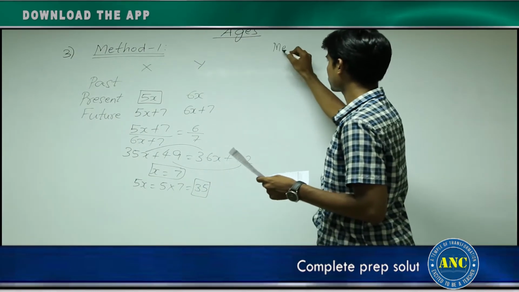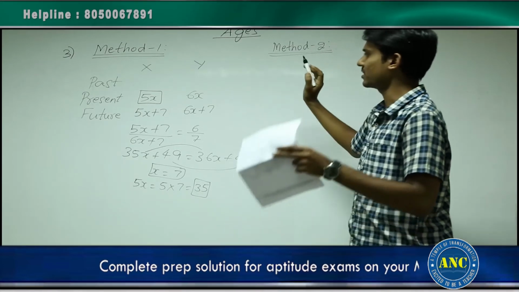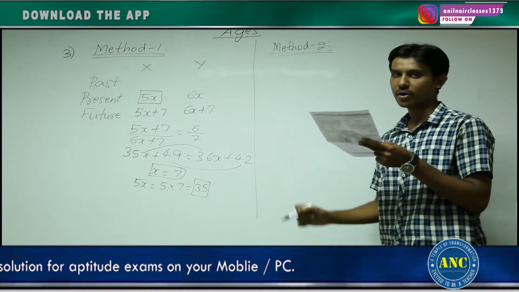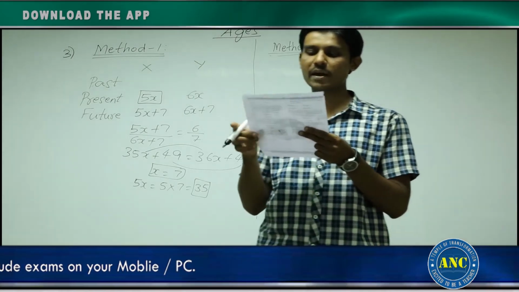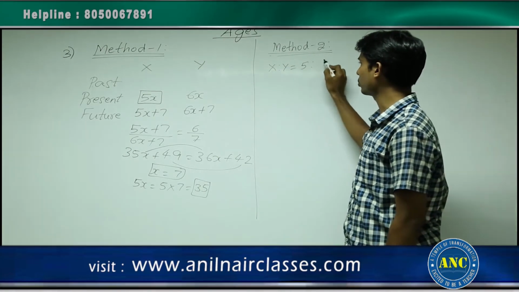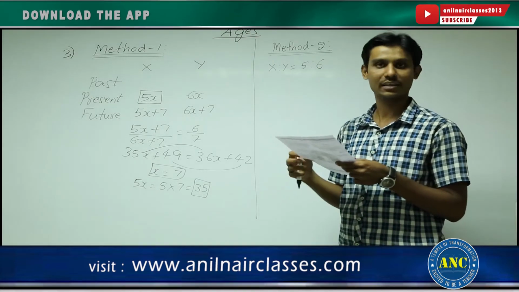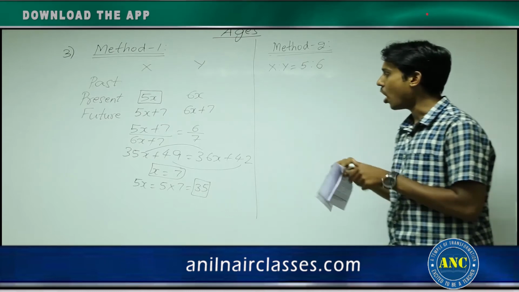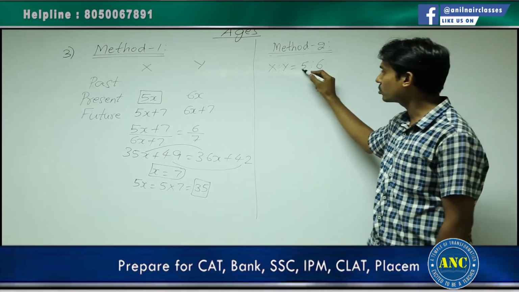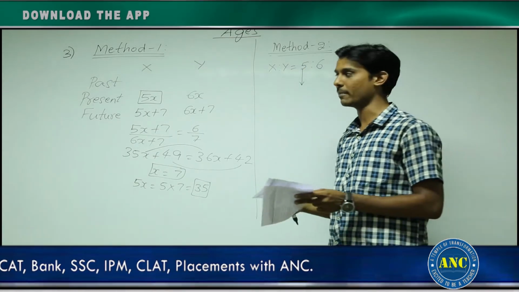Next, method 2. Please see here. Method 2: no variables, nothing is required. Just listen to this concept. The ages of x and y are in the ratio 5:6 respectively. The ratio is given as 5:6. What is the actual question? What is x's age here? According to the ratio, x is 5 here. But according to the question, the answer should be a multiple of 5. Right? The answer should be a multiple of 5.